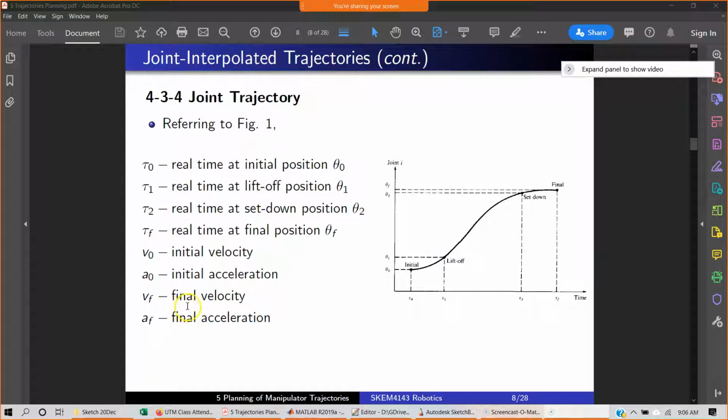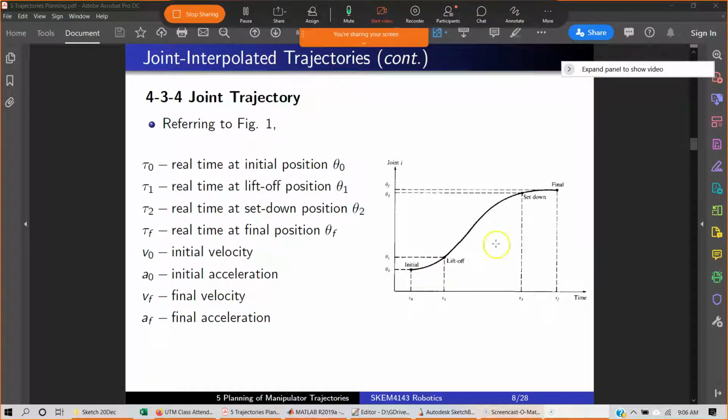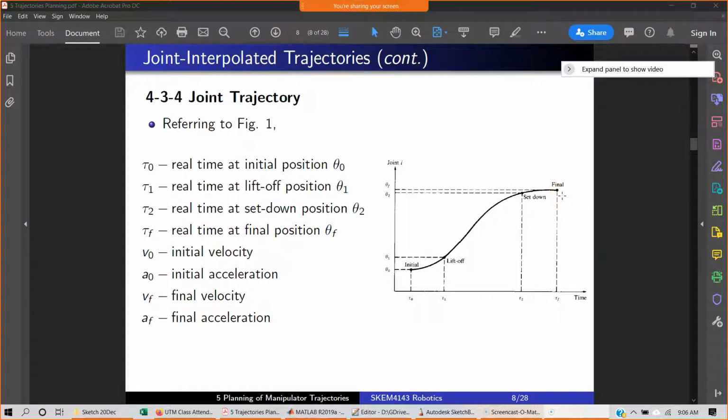Similarly, we have final velocity and final acceleration at this point. What is the acceleration and velocity at this point when you are placing an object? Again, usually it's 0, but not necessarily. In the actual application, for various reasons, you may have non-zero velocity and acceleration values. But once again, for a simple pick and place operation, the final velocity and acceleration values are zeros as well. All right?